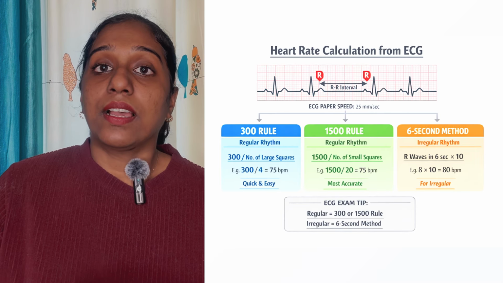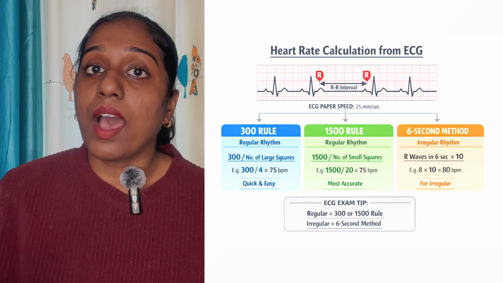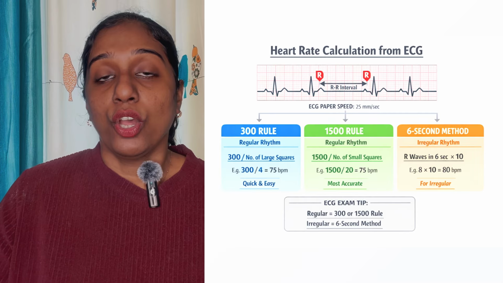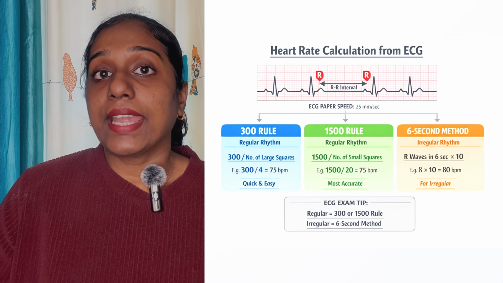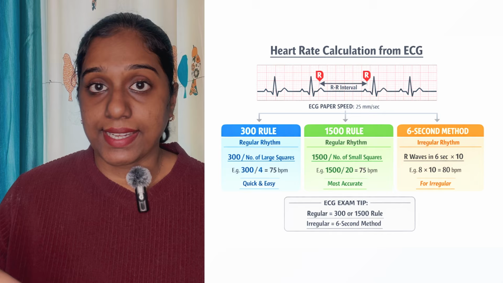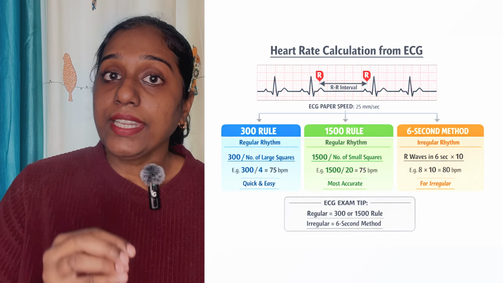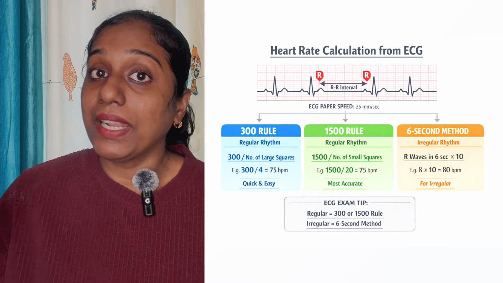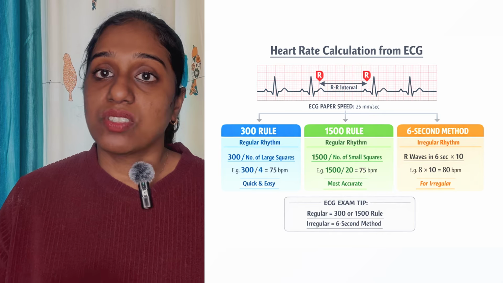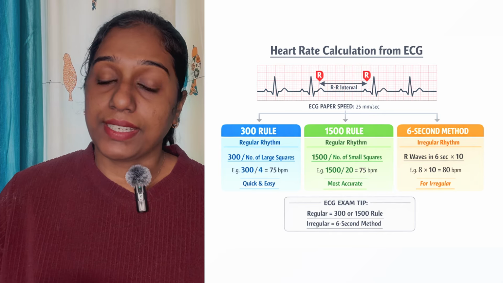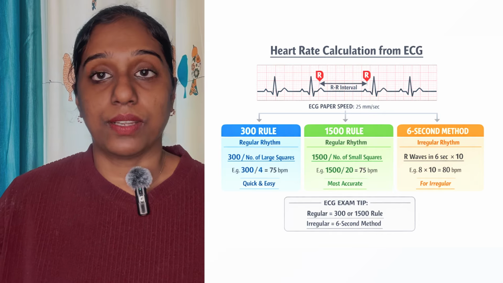If the rhythm is irregular, then we will go for the 6-second method. That is, you have to count the number of R waves in 6 seconds. For example, you get 8 QRS complexes in 6 seconds. Then 8 multiplied by 10 is 80. So this is applicable in case the rhythm is irregular. Okay, hope you understand heart rate.